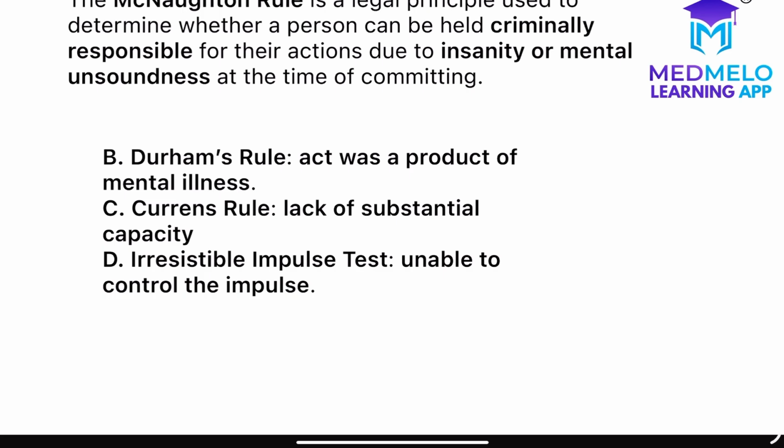And the next option is the irresistible impulse test. The person knew the act was wrong, but he was unable to control the impulse. He knew the act was wrong, but he can't control the impulse to commit the crime. That is the irresistible impulse test.